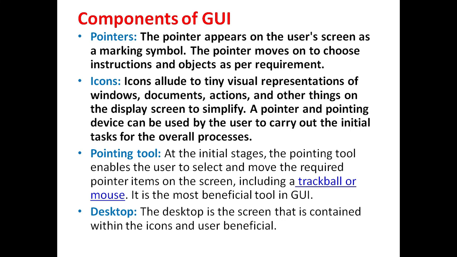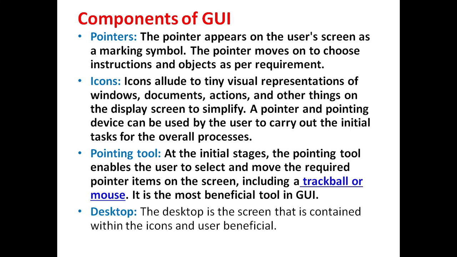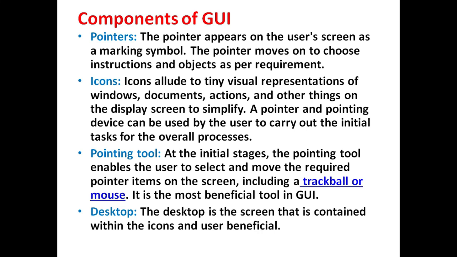Icons are tiny visual representations of windows, documents, actions, and other things on the display screen to simplify use. A pointer and pointing device can be used by the user to carry out the initial task for the overall processes. Then the pointing tool. At the initial stages, the pointing tool enables the user to select and move the required items on the screen, and includes a trackball or mouse. It is the most beneficial tool in GUI. And desktop. The desktop is the screen that contains the icons and is beneficial to the user.